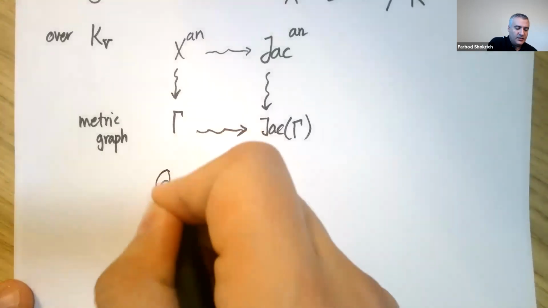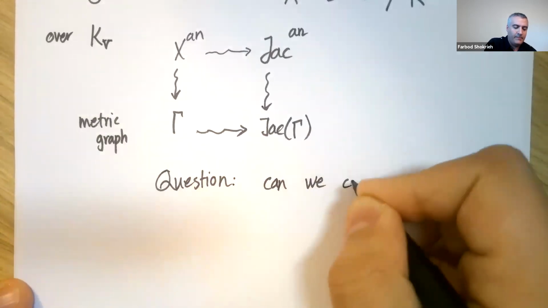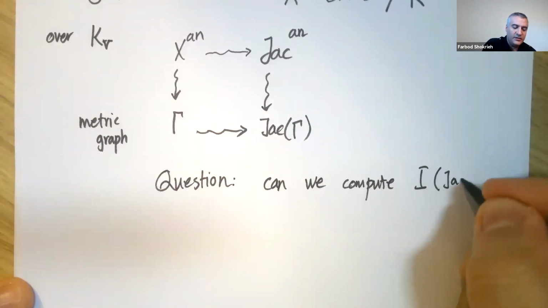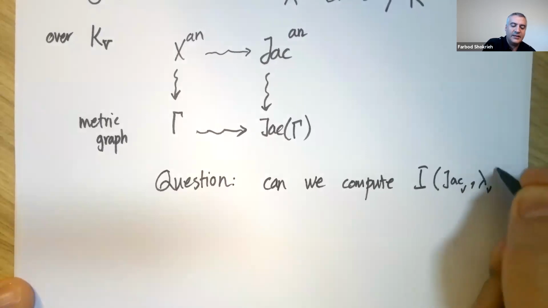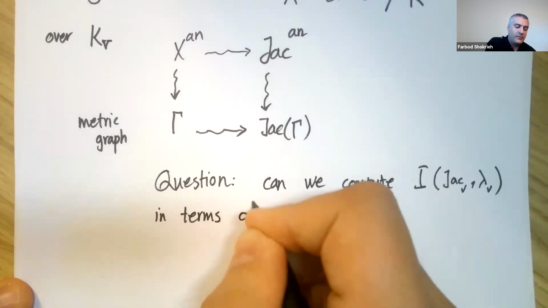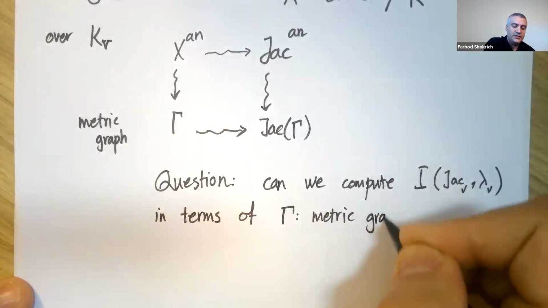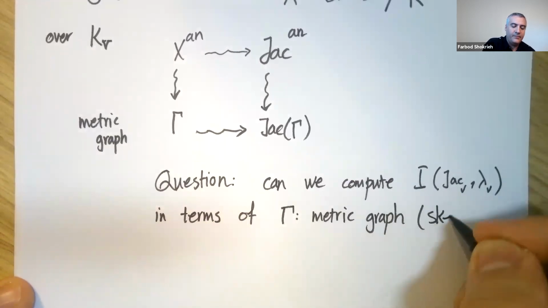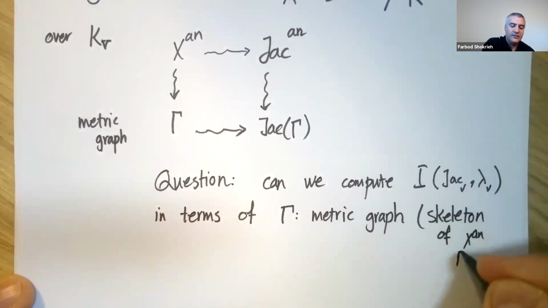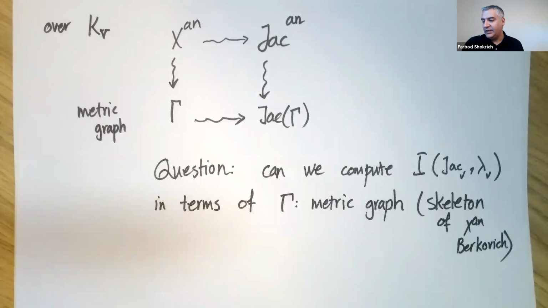So, question: can we compute I of the Jacobian at the place v with the canonical principal polarization in terms of gamma, the metric graph, which is going to be the skeleton, let's say the minimal skeleton of the Berkovich space X? And the answer is really nice.